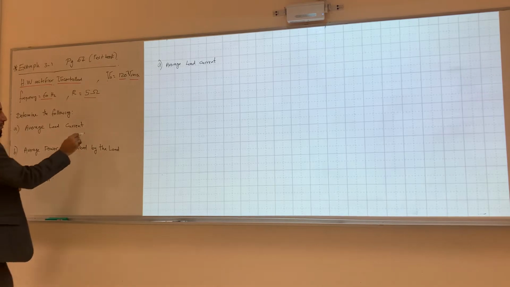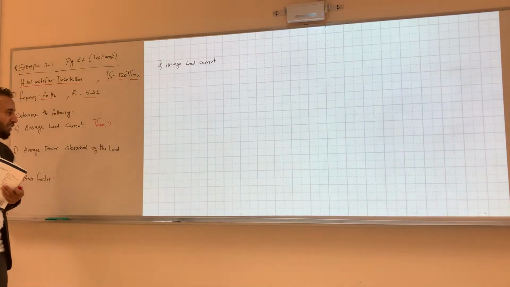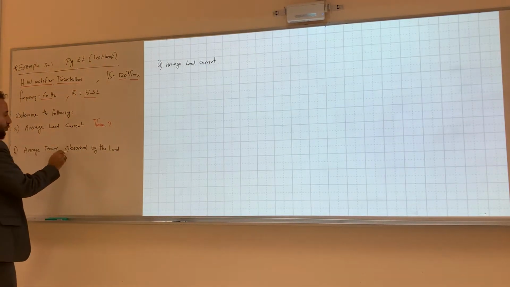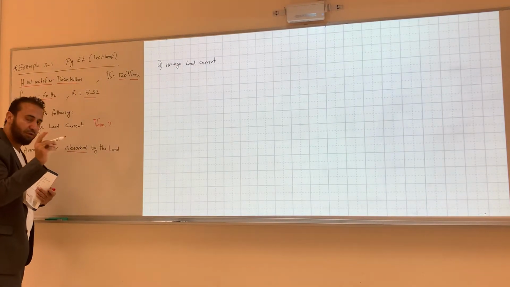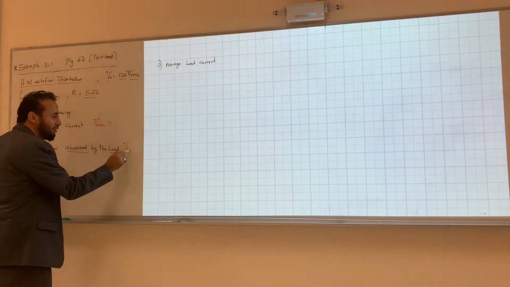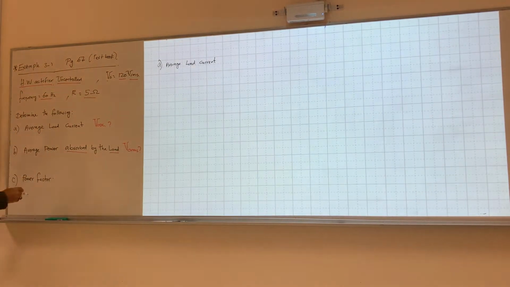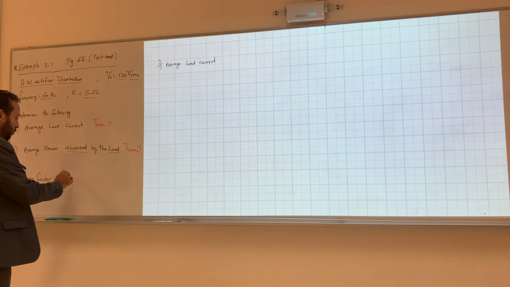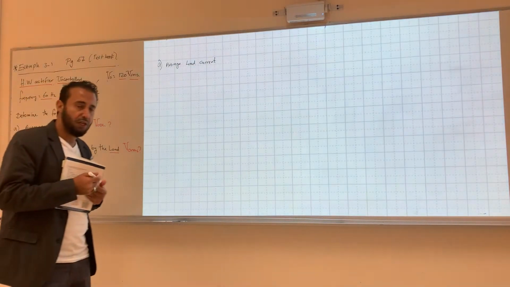What do they mean by that? They mean V out DC. They want you to find V out DC. Then the average power absorbed by the load. When they say absorbed, you put in your mind that they're looking for V RMS, but here they said by the load, which means V out RMS. They're looking for V out RMS and the power factor. You know the power factor, okay? So they're looking for V out DC, V out RMS, and the power factor. Let's see what we have here.